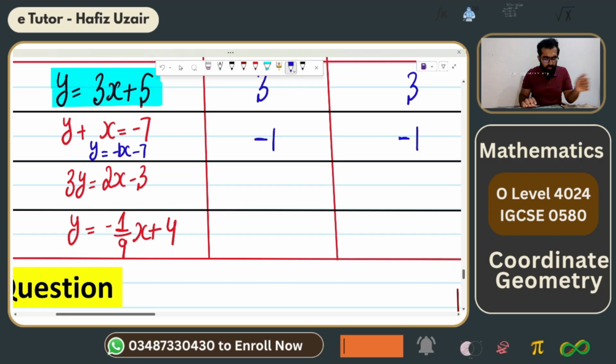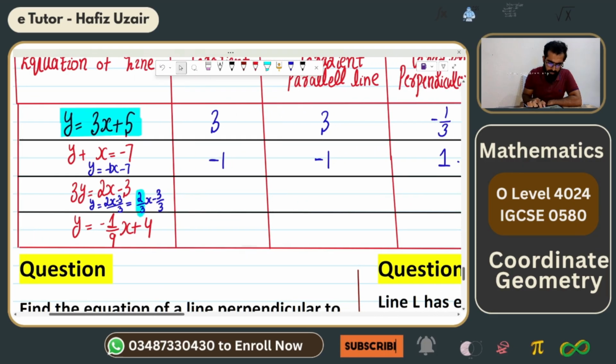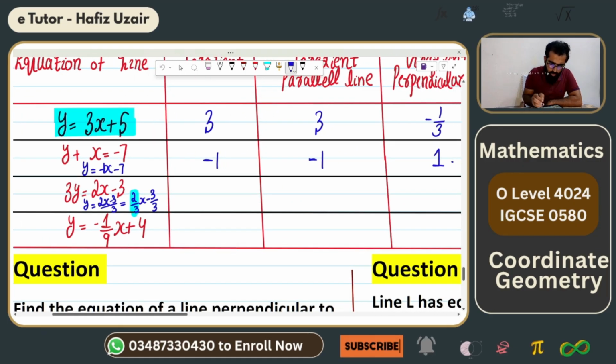3. So you cannot find the gradient directly, you need to make y the subject. So y will be equal to (2x minus 3) over 3, and then if you simply solve this, it will be 2 by 3 x minus 3 over 3. Okay, so now you can check the gradient. If we compare with y equals mx plus c, the gradient will be 2 over 3.